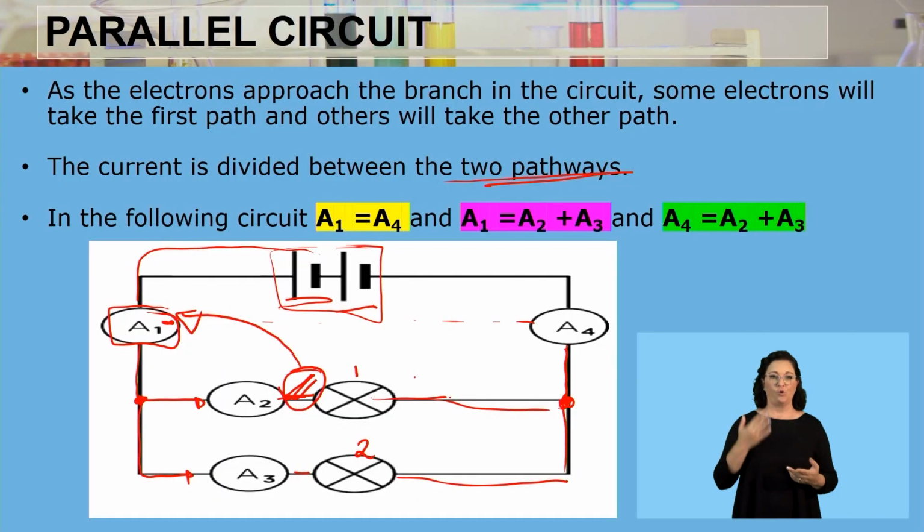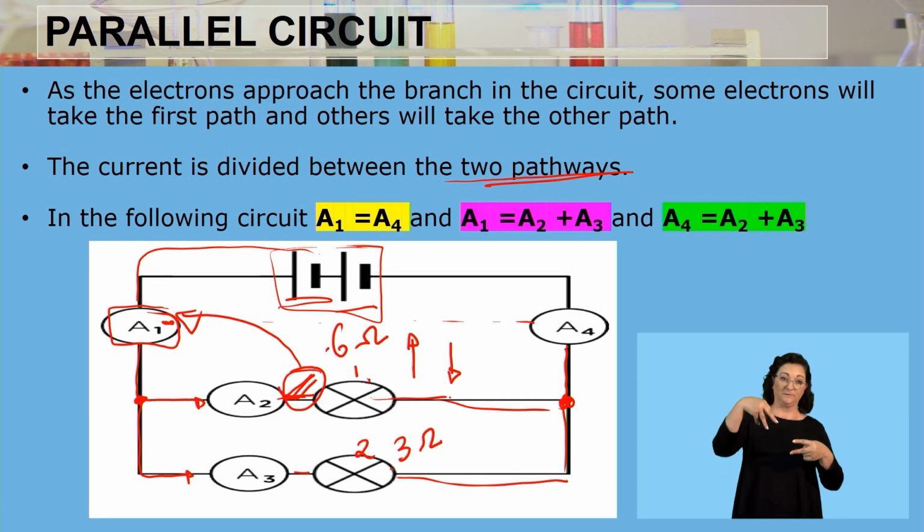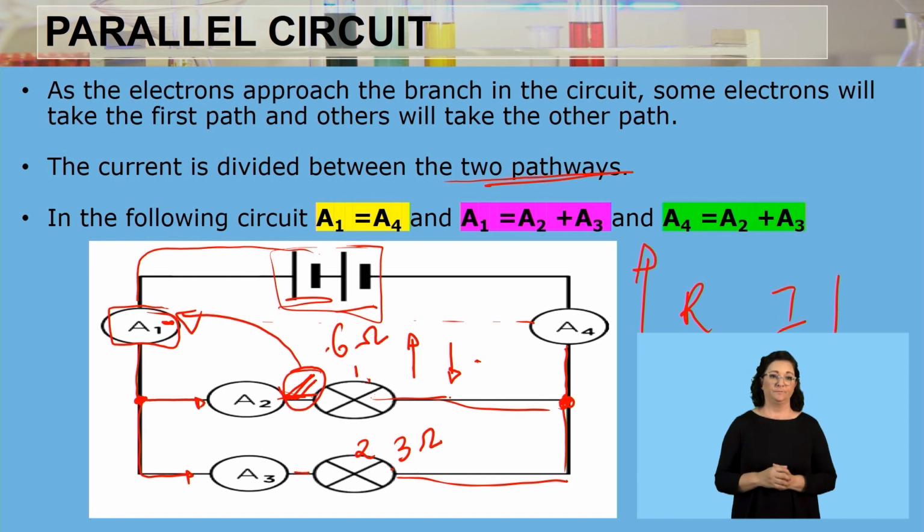However, if the resistors were not identical, we're saying that once the resistance increases, the current is going to decrease. If the resistance at this particular bulb was, let's say, 6 ohms, and this one was 3 ohms, it would then mean that because the resistance at bulb number 1 is higher than the resistance at bulb number 2, the current passing through bulb number 1 is going to be lower than the current passing through bulb number 2. Why? Because of the relationship between the resistance and current. Once the resistance increases, current is going to decrease. Higher resistance, lower current. Lower resistance, higher current. So that's what we mean.